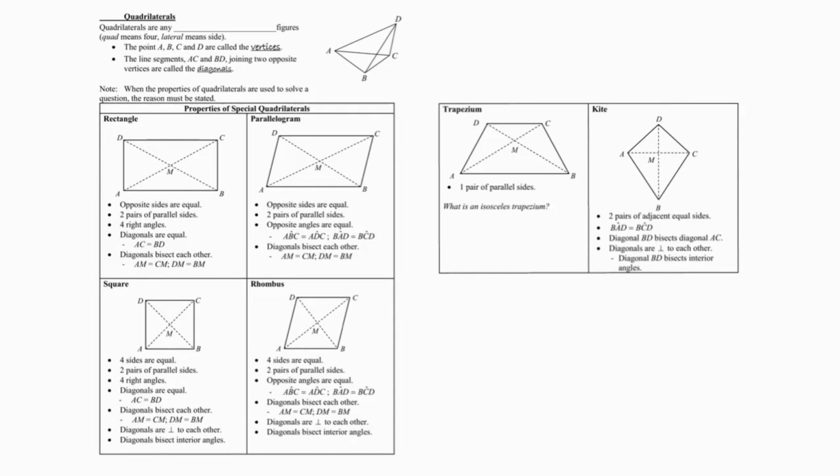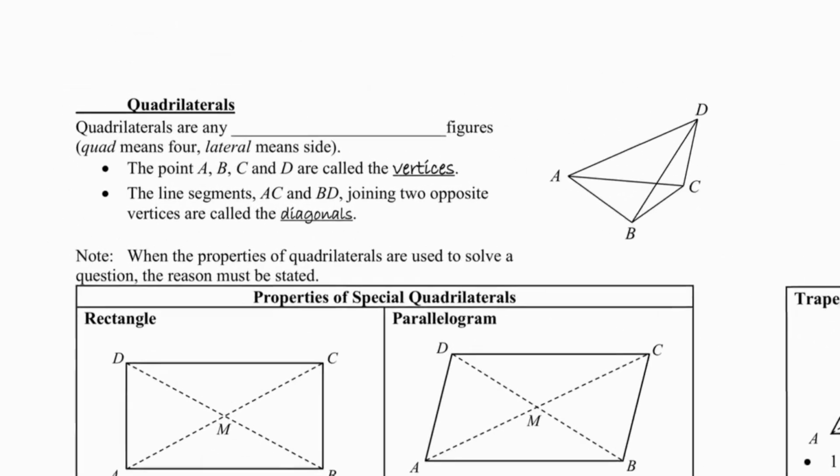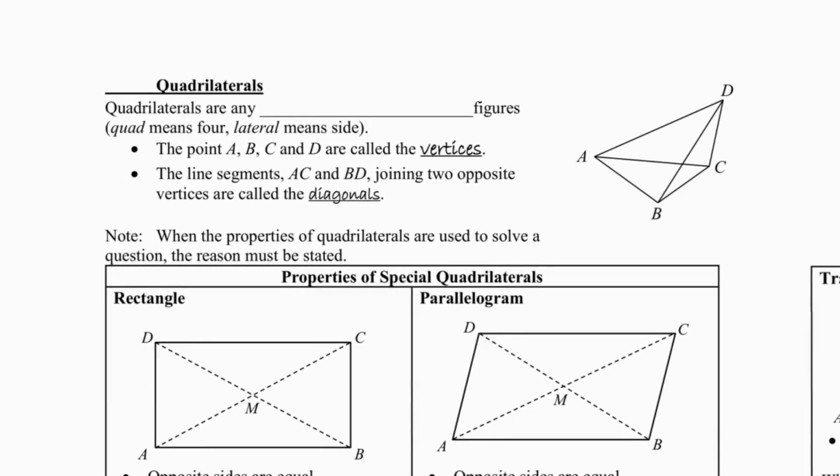We will discuss and share with you what are some of the quadrilaterals that we are looking at. So let's zoom in. Quadrilateral: the word quad means 4, lateral means side. So quadrilateral means any 4-sided figures.